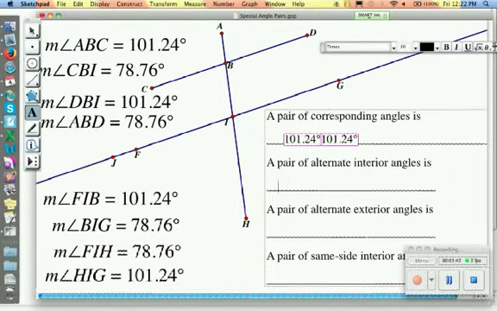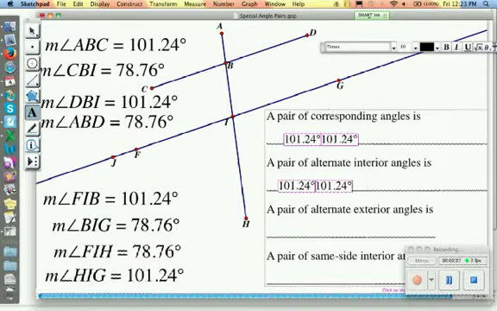Someone else, please. A pair of alternate interior angles. We talked about this yesterday. They're going to be on opposite sides of the transversal, inside of the 2 lines. I know we're having to name it with 3 letters, but you've got to be able to do that also. Yes? BIF and DBI. And what was the other one? DBI. Yes.